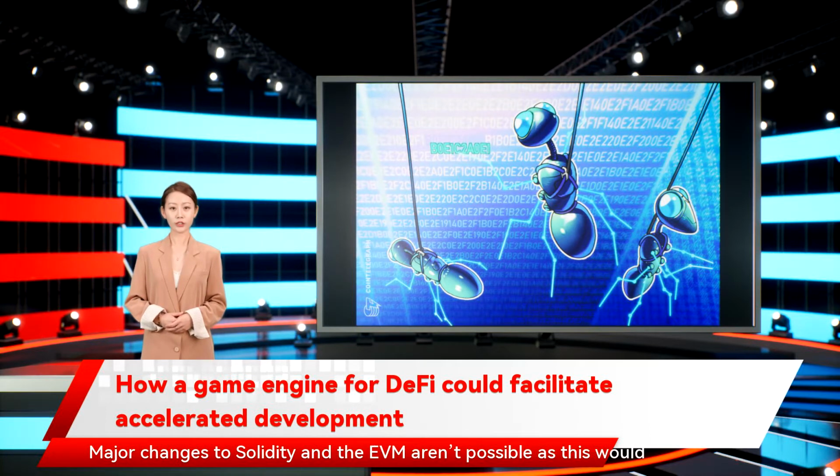Major changes to Solidity and the EVM aren't possible, as this would break the majority of dApps that have already been built. Therefore, newer platforms have a real opportunity to learn from and improve upon the developer experience, because the improved dApps that those developers build could enable the next wave of DeFi adoption.